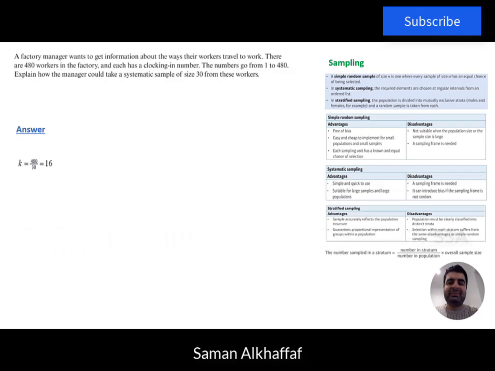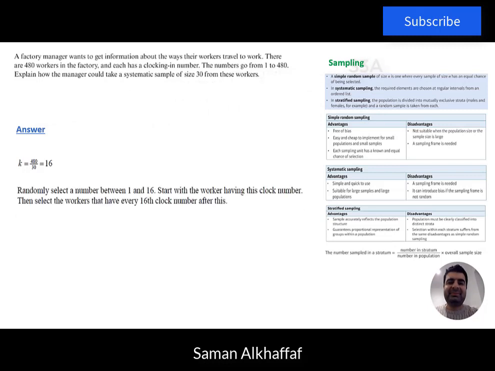So in this scenario, the sampling interval will be the population size divided by the sample size. So we have the overall population of 480 and the sample size is 30, so that will give us 16. Now we need to randomly select a number between 1 and 16. Start with the worker having this clock number, then select the workers that have every 16th clock number after this.